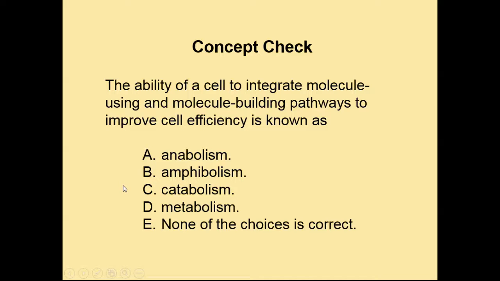The best answer is amphibolism. Amphibolism specifically refers to the combination of catabolic and anabolic pathways. A technically correct answer is metabolism, but that's not the best answer. Metabolism is an umbrella term that refers to any and all chemical reactions in the cell. But the best answer for this specific question is amphibolism. Amphibolism is the pairing of anabolic with catabolic reactions to improve efficiency in the cell.